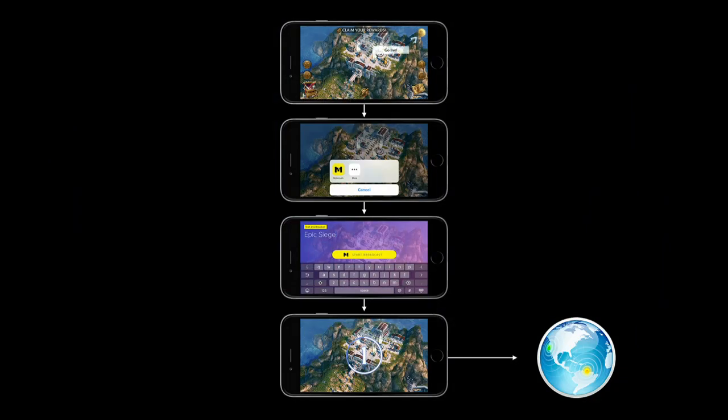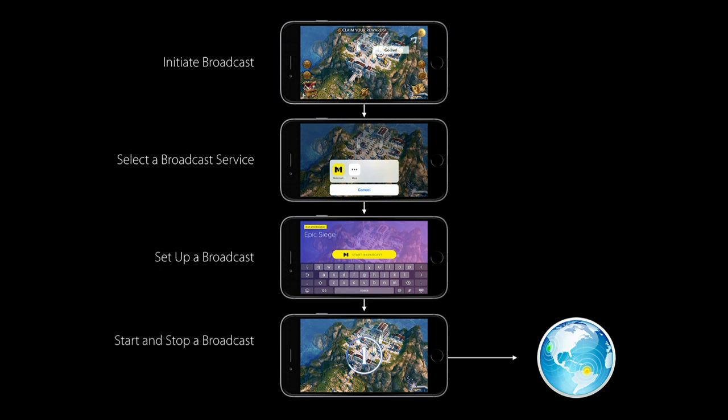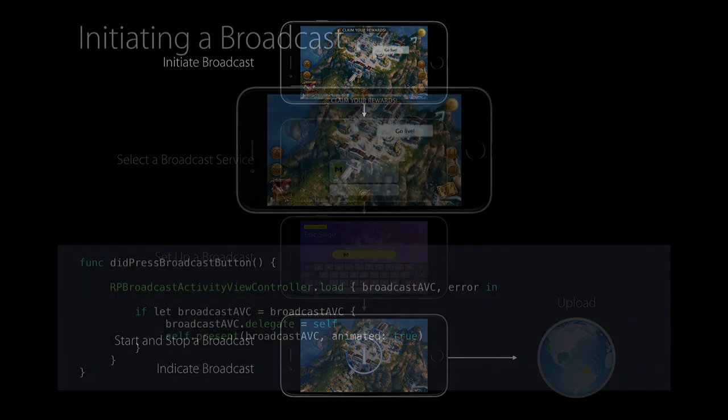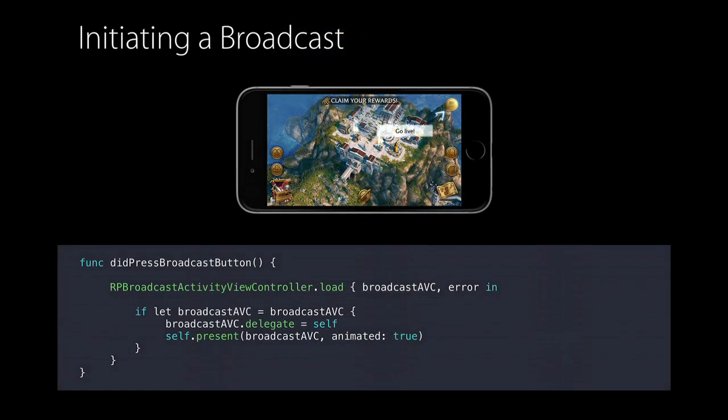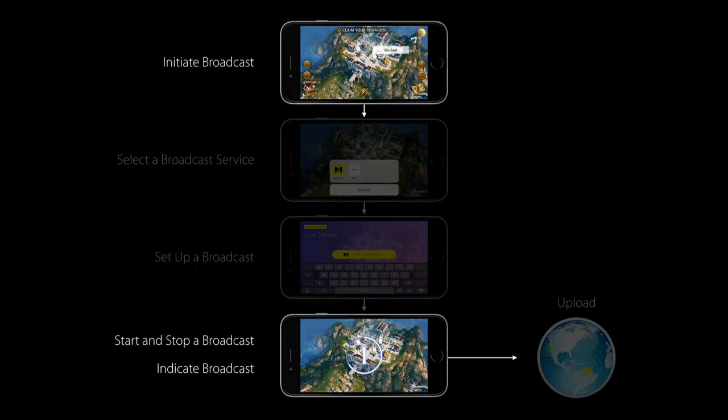All right, so now that we've seen the entire flow, as a game developer, you're probably wondering what it takes to implement this feature in your games. Here's the player flow broken down. As you can see, there are many steps. Initiating the broadcast, selecting a broadcast service, setting up the broadcast, starting and stopping the broadcast, indicating a broadcast is in progress, and also uploading that video and audio data to the backend servers. So this might look a little bit daunting at first, but the good news for game developers is 3 of these steps are handled by ReplayKit and the broadcast service. So let's take a look at the code for each of these steps.